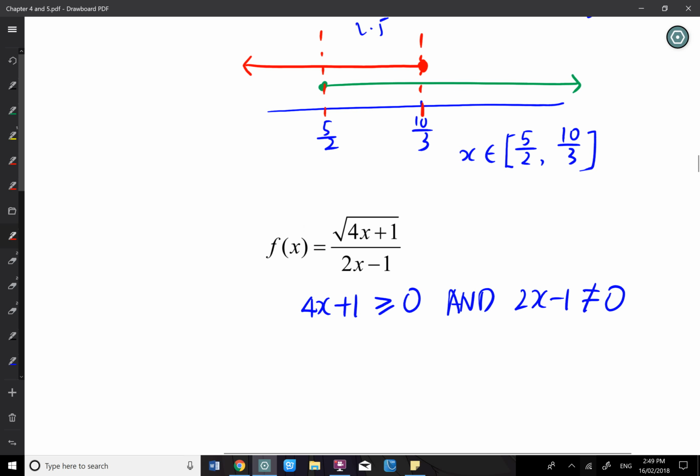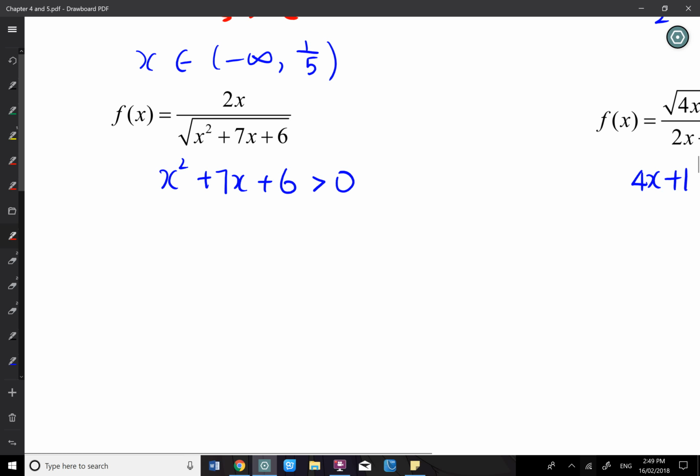Okay, that's the second one. Well, for the third one, the quadratic cannot equal 0 because it's the denominator. Okay, the denominator can't be 0. Also, there's a square root, so I can only make the thing inside greater than 0, not equal to 0.